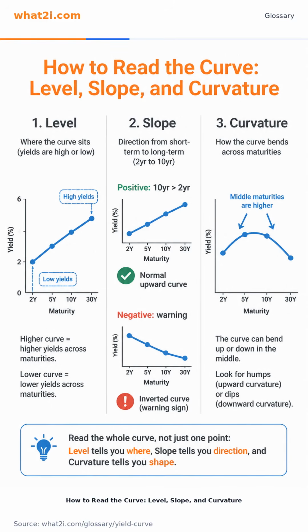To read the yield curve, analysts look at 3 key dimensions. The level tells you the general cost of borrowing across the economy. The slope, especially the difference between the 10-year and 2-year yields, is a classic signal. Positive is normal, but a negative slope is a warning. Curvature tracks shifts in the middle maturities, revealing changing views on growth.